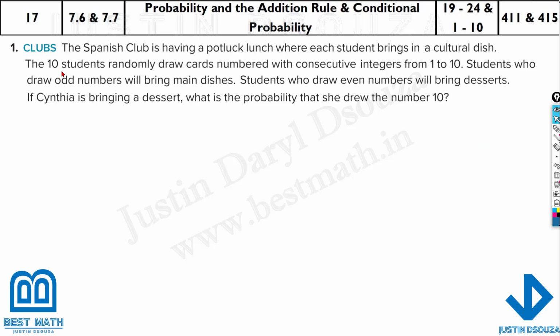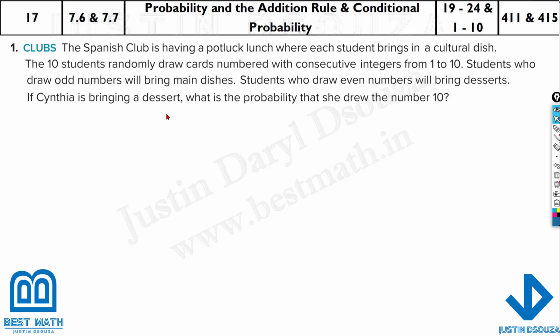Let's look into this problem. A Spanish club is having a potluck lunch where each student brings in a cultural dish. The 10 students randomly draw cards numbered with consecutive integers from 1 to 10. Students who draw odd numbers will bring the main dish. So there are 10 chits of numbers, and the 10 students in the class pick them randomly. If you get odd numbers like 1, 3, 5, 7, 9, you bring the main dish. Whereas the students who draw even numbers, that is 2, 4, 6, 8, 10, will bring desserts.